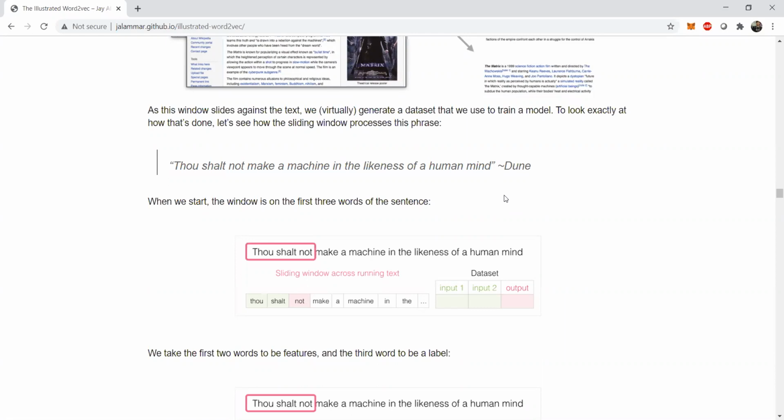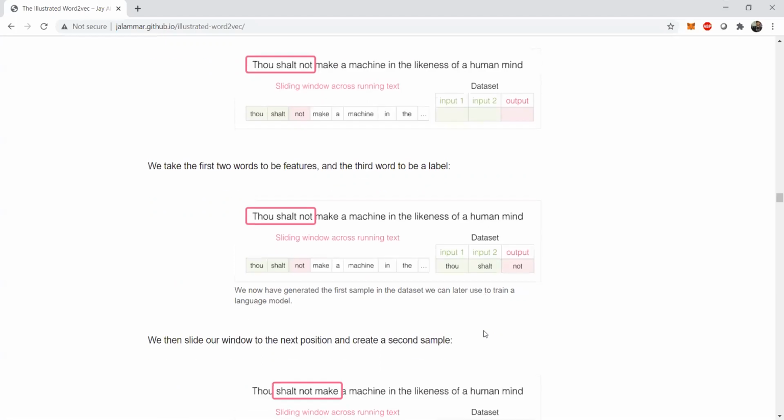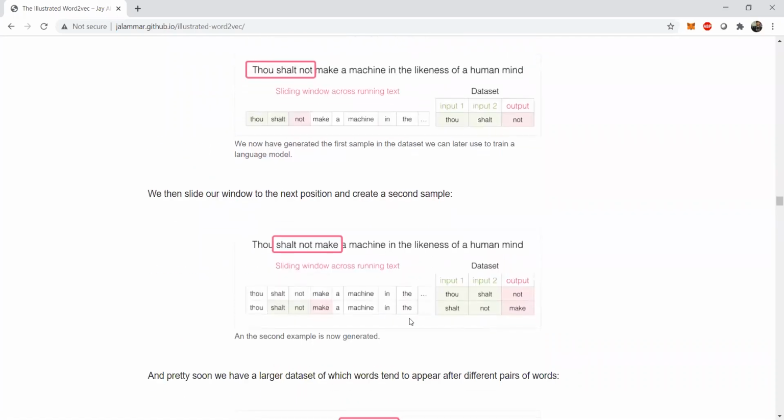So if we progress like this, we take the first 2 words in a particular window as our input 1 and input 2, and we want to predict the score of the output word, that is the third word. Following this logic, thou and shalt, as colored by green, are input 1 and input 2 features respectively, whereas not is an output feature, right? Now, we have generated the first sample of the data set. If we progress along this similar logic, we will be generating a huge data set of window size 3, where we take the first 2 words of the window as our input features, and the last word, that is the third word, as our output.